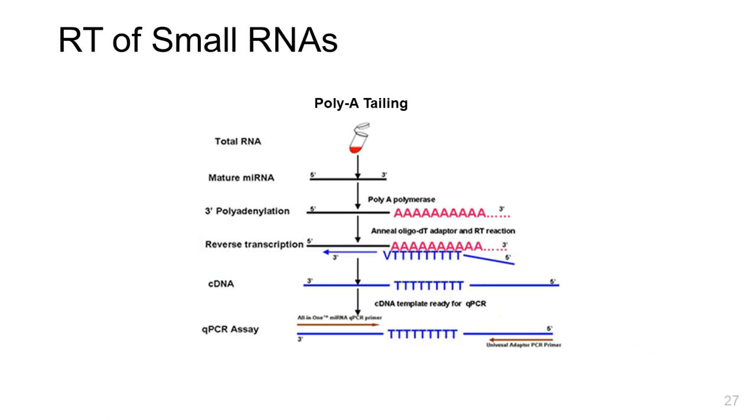For the amplification of small RNAs, you basically use the same concept. For example, you can have a mature microRNA, and we use a poly-A polymerase to add polyadenylation to the 3' end of the microRNA sequence. Then we anneal oligo-dT adapters and do the RT reaction. That results in a complementary DNA, a cDNA, that's now ready for PCR, and you can use that in the PCR assay.